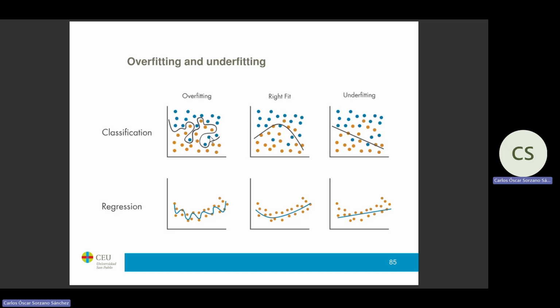And the same applies in classification. If you have to separate these sets of points, a very simple boundary will not do a very good job. Probably this is better, and this is just adapting too much to the training data.